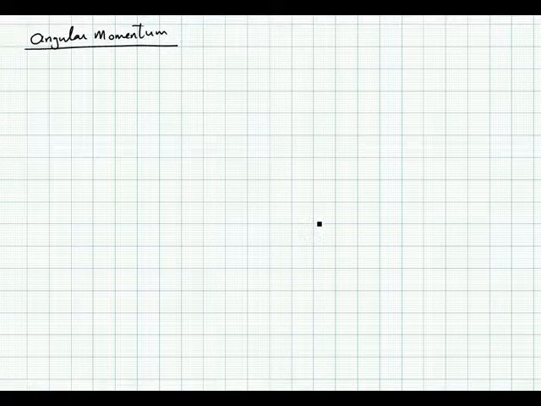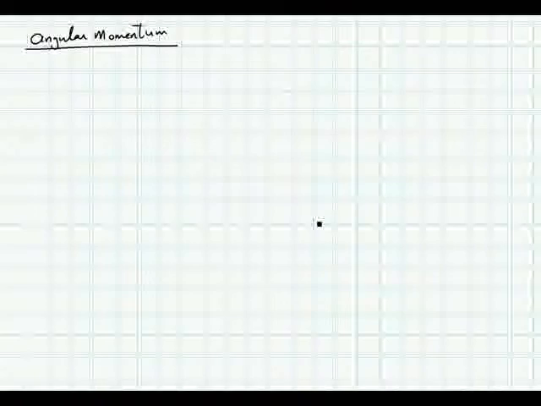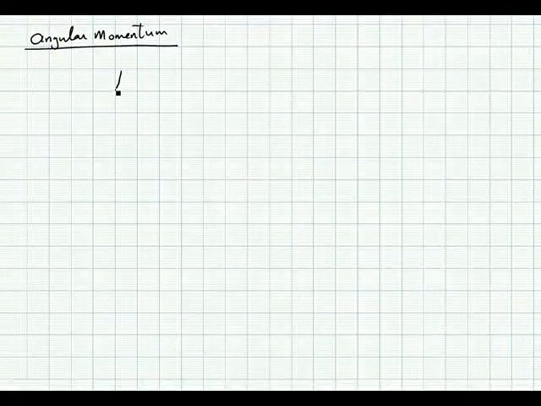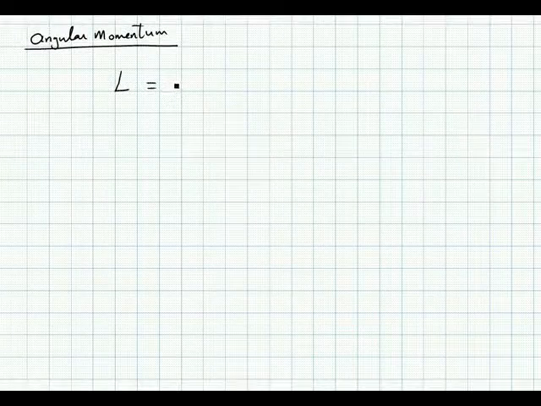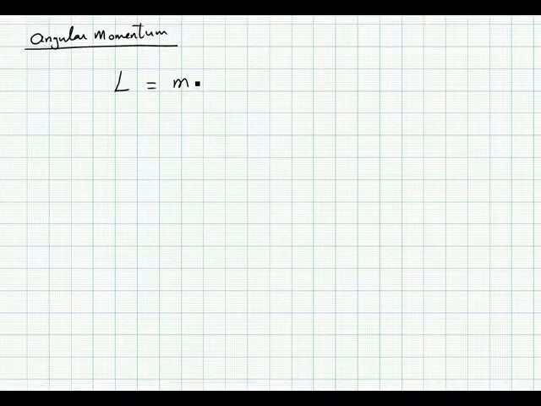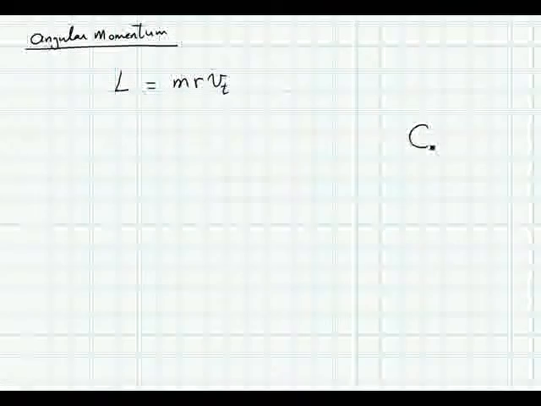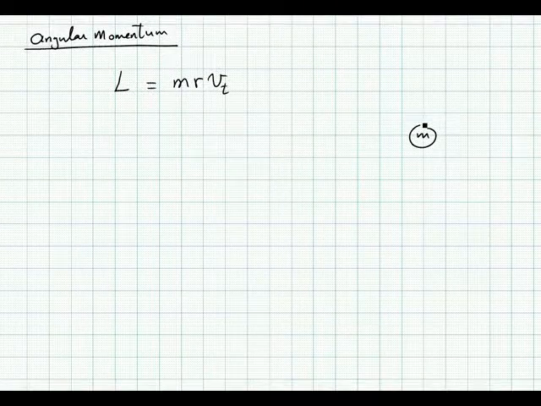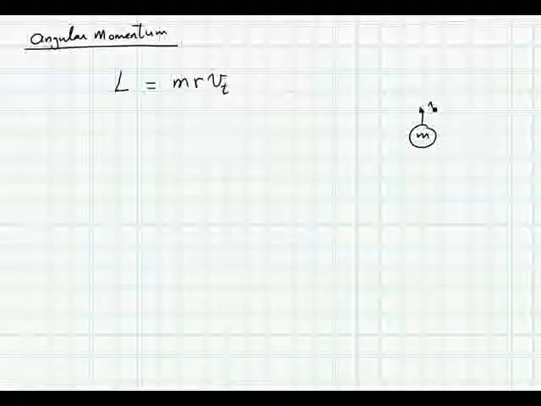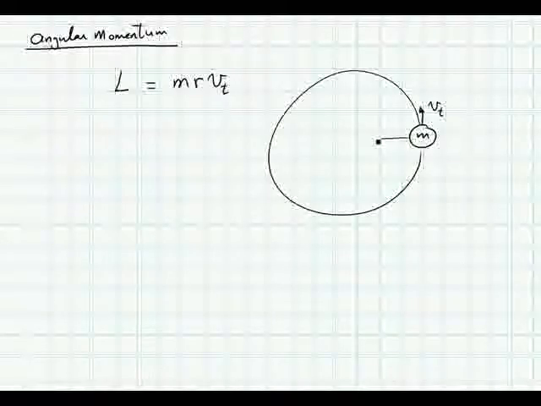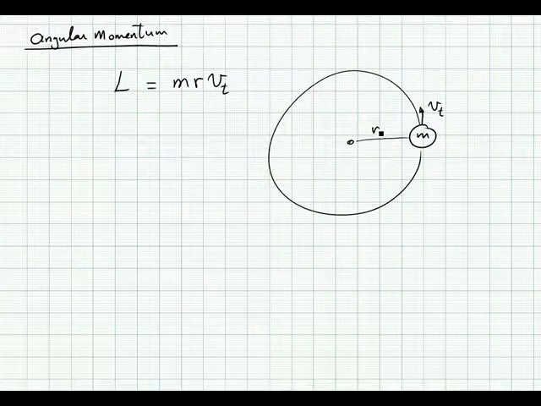In this brief lecture, I wanted to finish off chapter 9 of the book and talk about angular momentum. Angular momentum, L, is given by the mass of an object times r times tangential velocity. So if we have an object of mass m, which has a tangential velocity v, moving in a circular path of radius r, then the angular momentum is mrv.